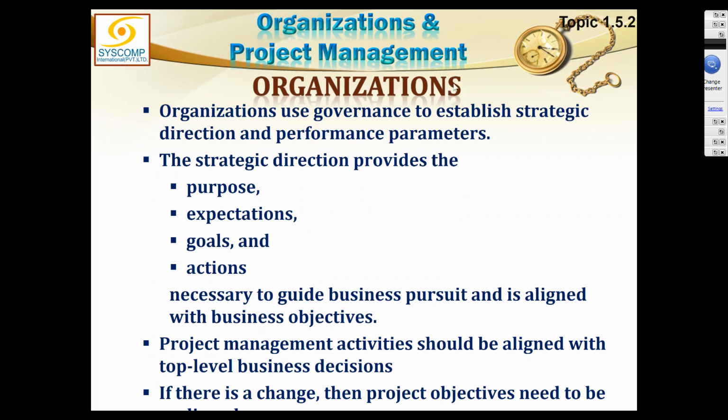Then coming over to the organizations and project management. Now there is a very interesting point, and that is organizations use governance to establish strategic direction and performance parameters. Now this is getting interesting. Organizations do have strategic direction and they keep changing this strategic direction, and naturally our strategy changes along with that. But whatever is the strategic direction, there must be a mechanism to enforce that everything happening in the organization is in alignment with that strategic direction. And for that, we need to have a governance mechanism.